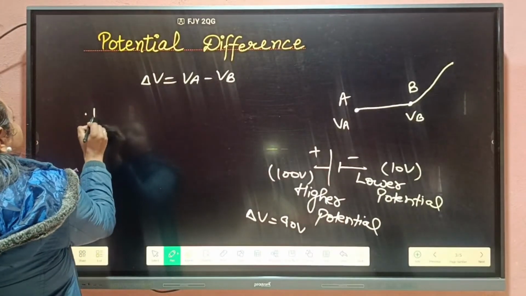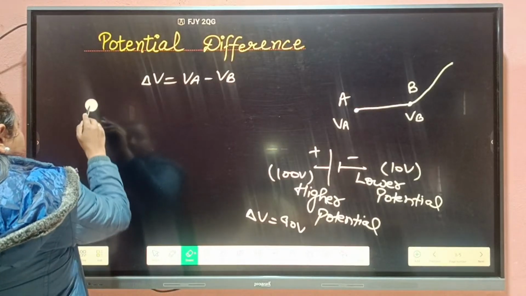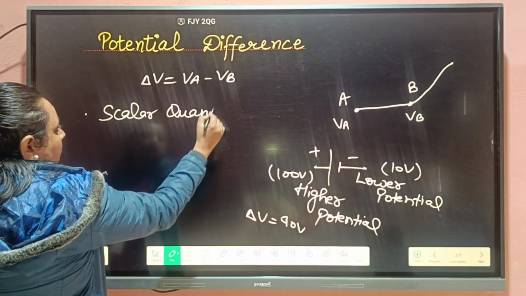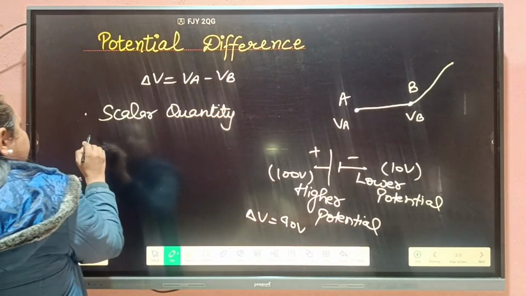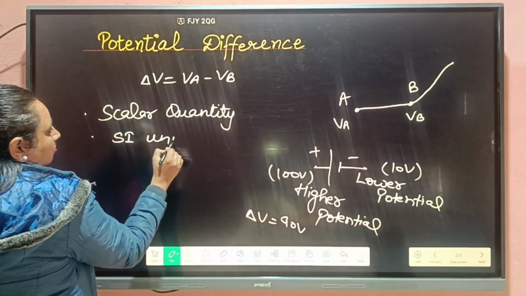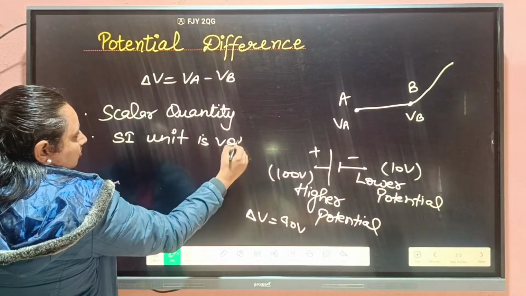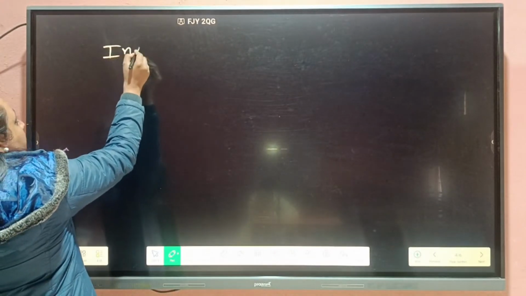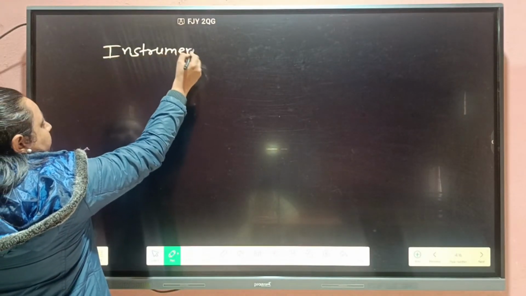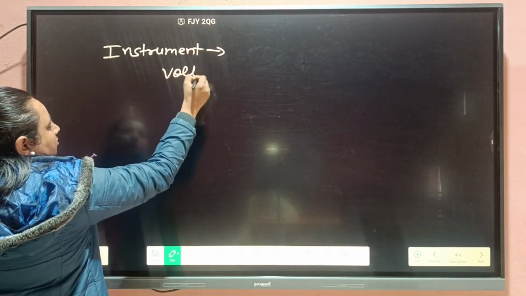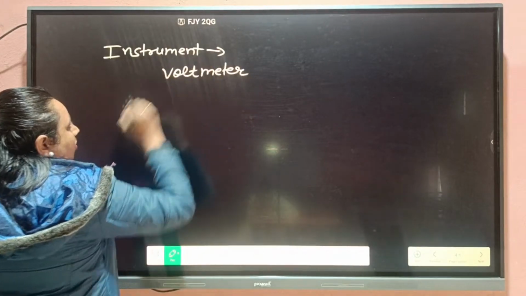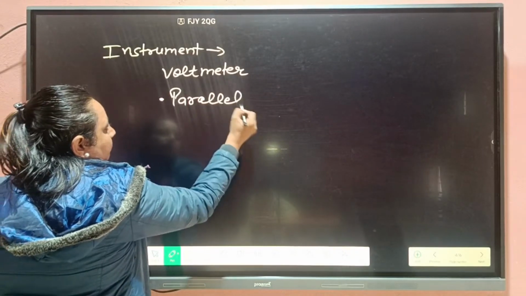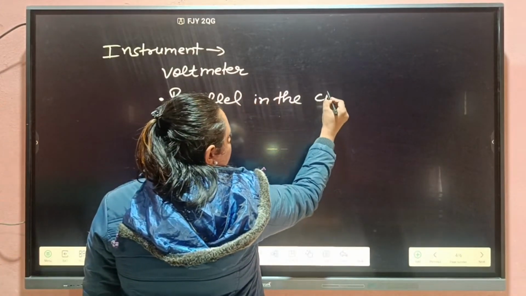If we talk about the instrument, it is also a scalar quantity. Its SI unit is the same as that of potential, that is volt. And the instrument or device used to measure it is voltmeter. Voltmeter is always connected in parallel in the circuit.